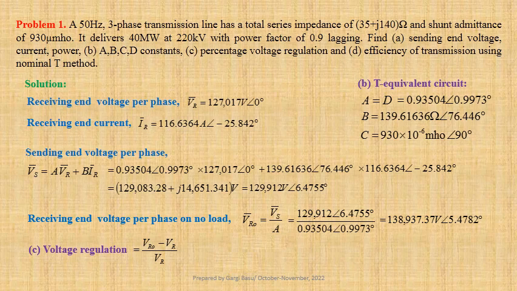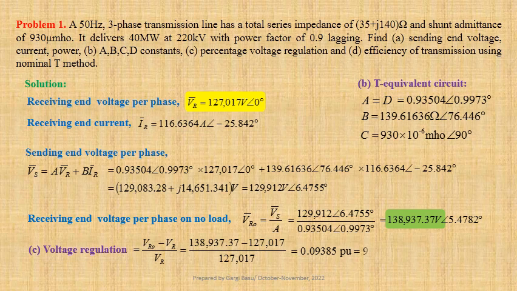Using values we get 138,937.37 minus 127,017 divided by 127,017. That gives us 0.09385 per unit or 9.385%.